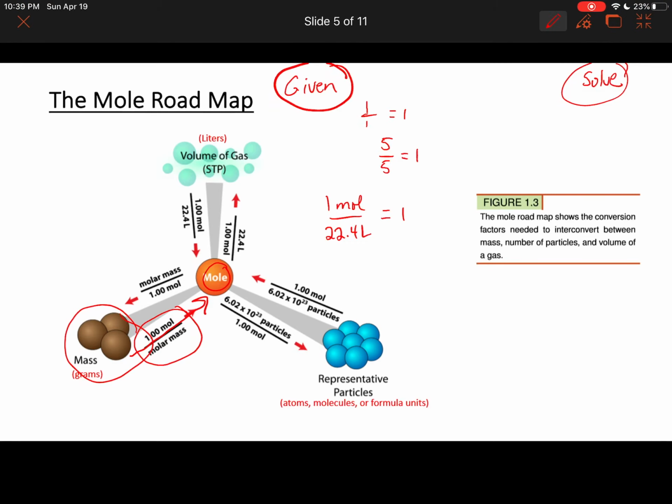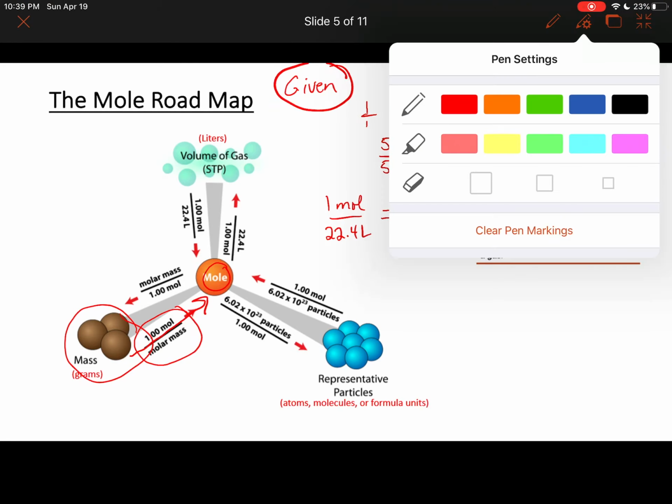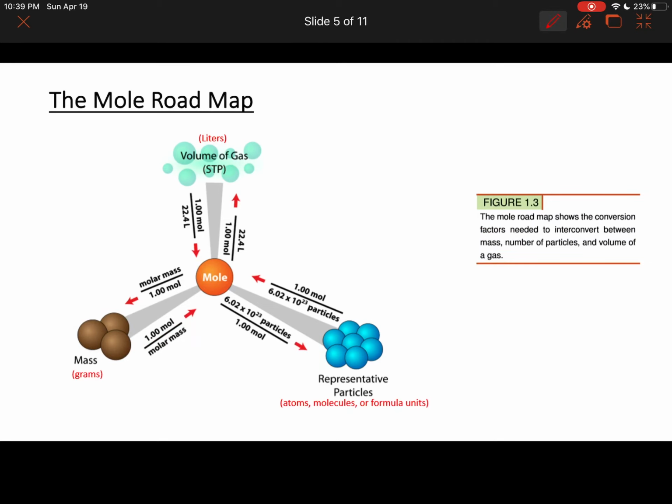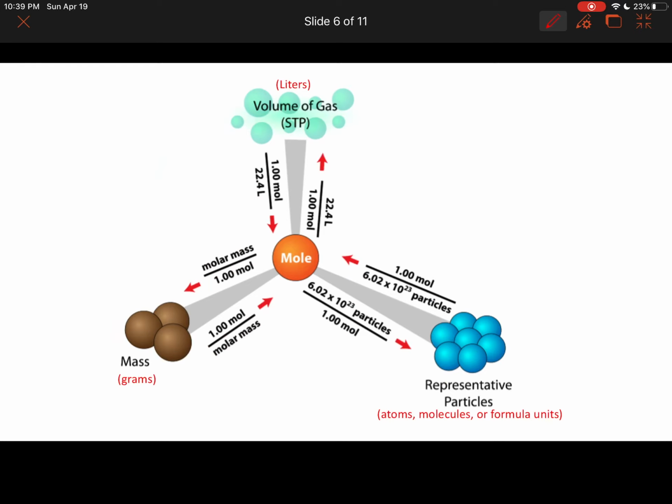I'm just going to erase these for a moment. There. So I will provide more detail for how to use the roadmap as we go along here. So one thing that you notice is that I have some units here in red. When we're talking about mass, our units are grams. When we're talking about representative particles, it can be atoms, molecules, or formula units. And if we're talking about volumes of gas at standard temperature and pressure, the units are liters.